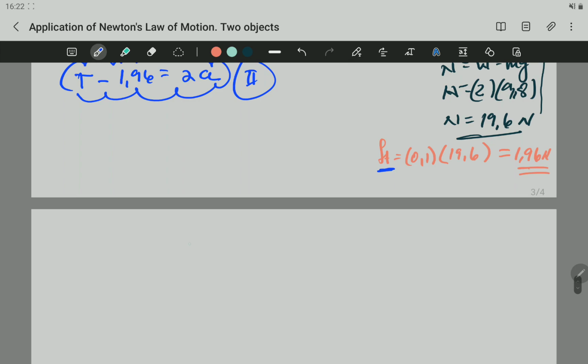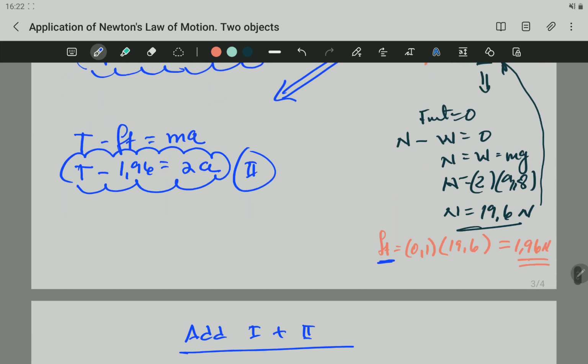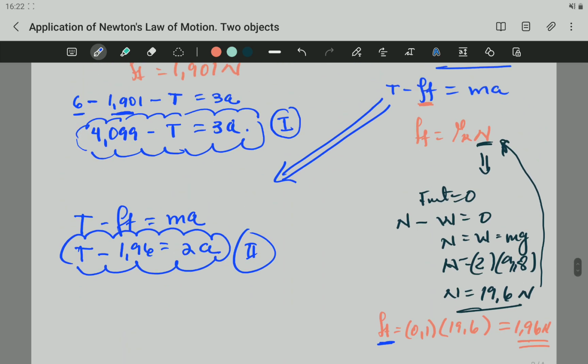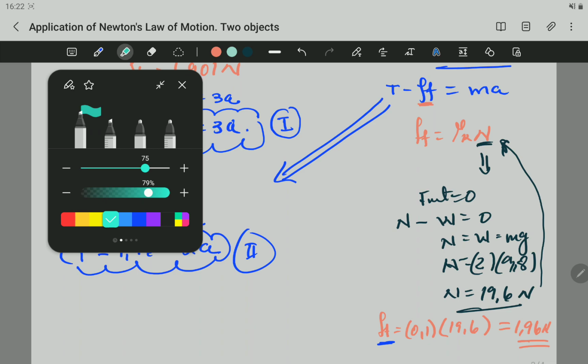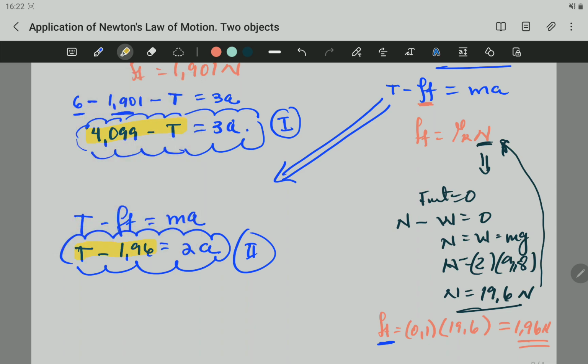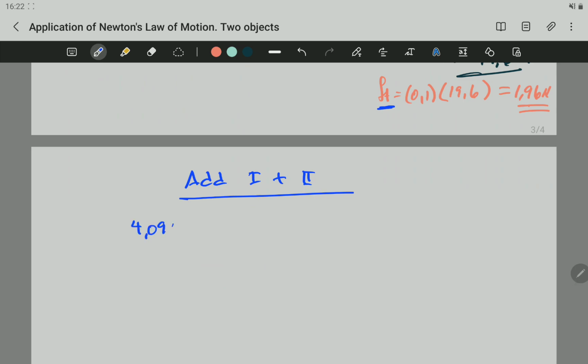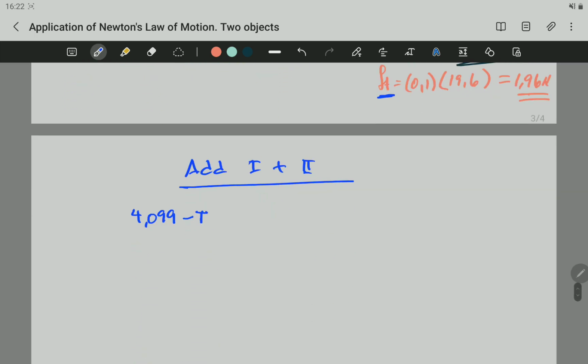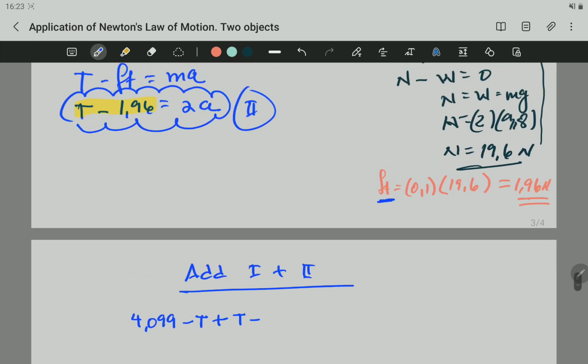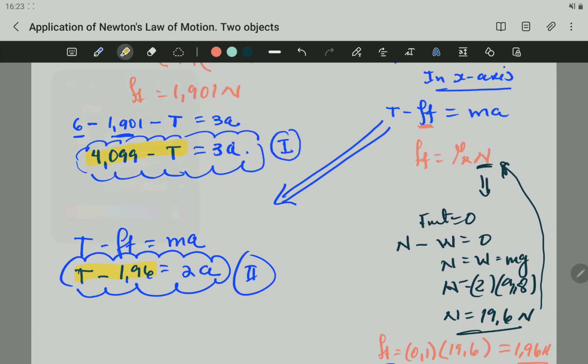Now we are going to add the 2 equations. So I'm going to add equation 1 plus equation 2. But this is a mathematical method. You can use any method you feel more comfortable with. So I'm going to add everything that is on the left hand side, this one plus this one, and therefore I will have 4.099 minus T, and I'm going to add what is at the bottom, plus T minus 1.96, equal to, and I'm going to add everything on the right hand side, this one and this one.